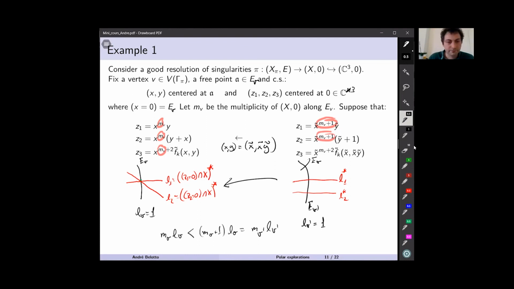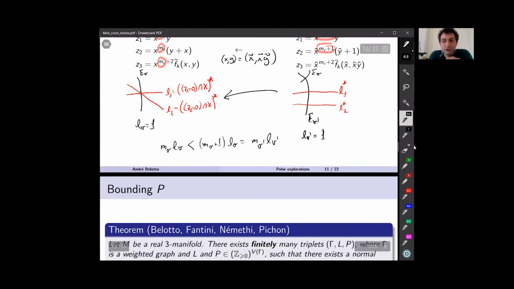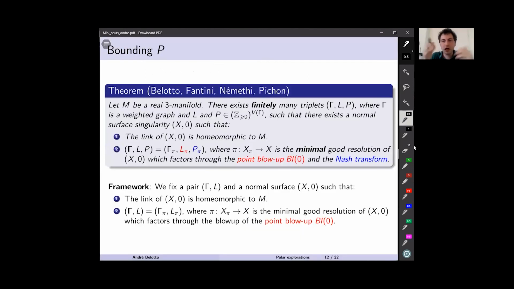Okay, so now let's move on to bounding P. Let's just recall where we are. We want to prove this result. So this is the theorem again. We fix this M, we fix the link. But now we can put ourselves in a framework where L is already given. So what we can do is fix actually a pair here, because we know that there's only a finite number of pairs like this.